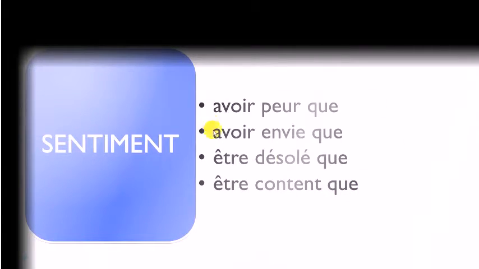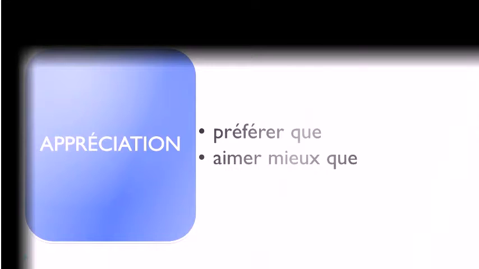For these structures, then you should make a subjunctive after. So they should be followed by une forme subjonctive. Okay, and then let's see une appréciation. Une appréciation, for instance, we could have this préférer, to prefer, préférer que.